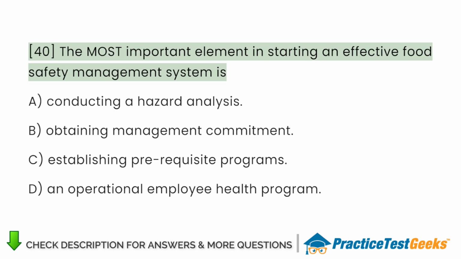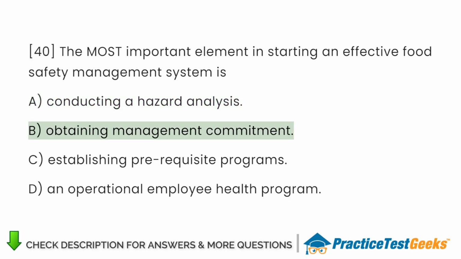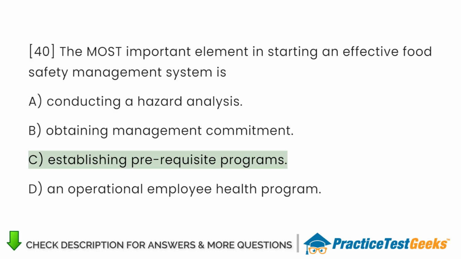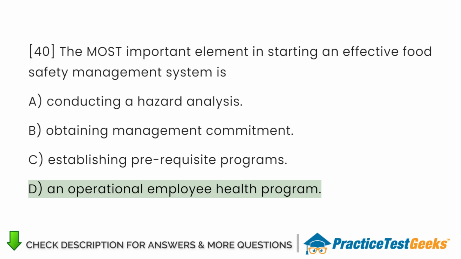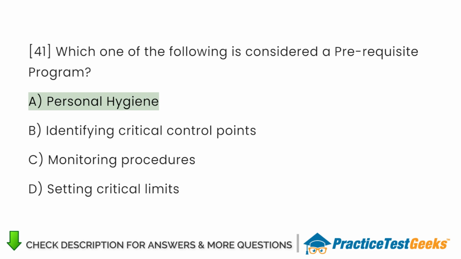The most important element in starting an effective food safety management system is A. Conducting a hazard analysis. B. Obtaining management commitment. C. Establishing prerequisite programs. D. An operational employee health program. Which one of the following is considered a prerequisite program? A. Personal hygiene. B. Identifying critical control points. C. Monitoring procedures. D. Setting critical limits.